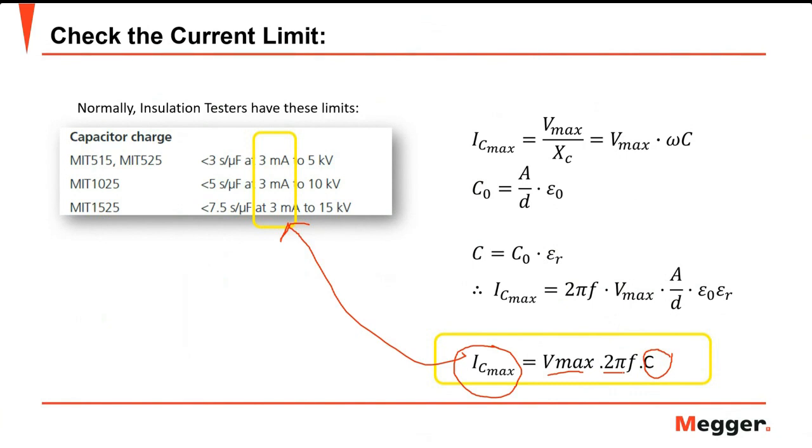So meaning to say, in order for you to change the output, you can play with the test voltage that you have. So you know the capacitance value, you know your test voltage, or you can adjust your test voltage. But remember, the maximum current that you can inject is only 3 milliampere. So you can check whether the test object can be tested or not by knowing the value of capacitance it has. Okay, so that is how to check the current limit.